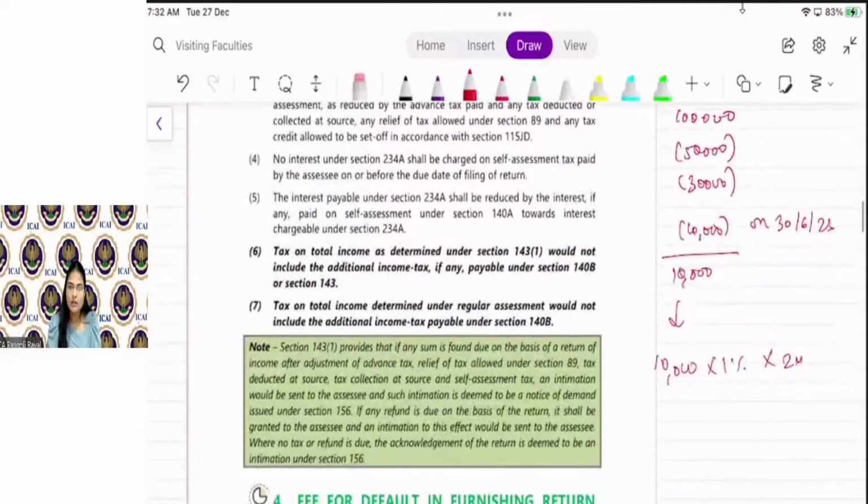234A will also apply if the tax is required to be paid under 140B. The 140B is given in detail in this chapter only, but in a later part, at that time, we will discuss again the 234A implications on Section 140B. Okay.